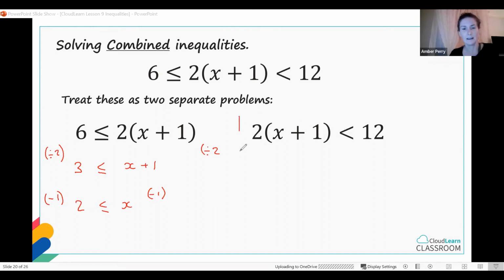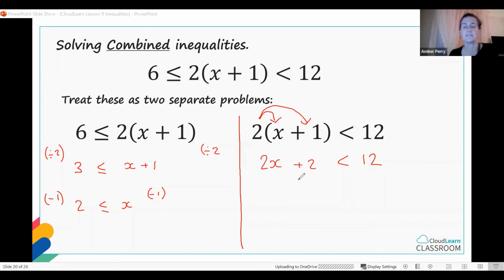And then here we have got... I'll expand the brackets this time just so you can see the two different methods. Why not? So I'm going to expand the brackets. I'm going to do 2 times x is 2x. We did this a long time ago, so hopefully you can remember this. 2 times 1 is plus 2, and that is less than 12.